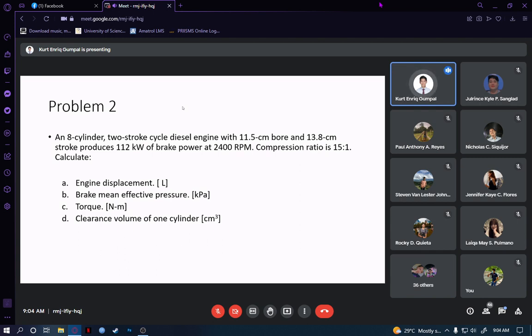Okay. Again, you have an 8-cylinder 2-stroke diesel cycle engine. Your bore is 11.5, your stroke is 13.8. You have 112 kilowatts ng braking power and 2,400 RPM. If your compression ratio is 15:1, what are the following? Same na gamit ka kanina, engine displacement, brake mean effective pressure, torque, and clearance volume. Okay, direct substitution na gyapon. If you were able to follow the formula and solution ka kanina, direct substitution lang.